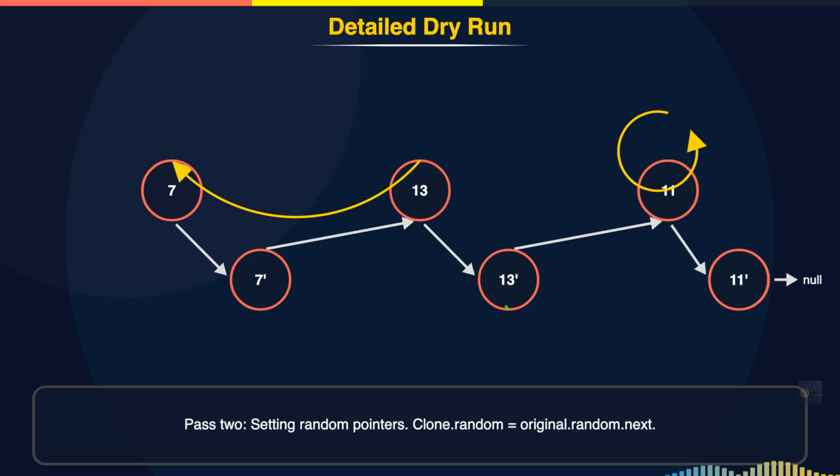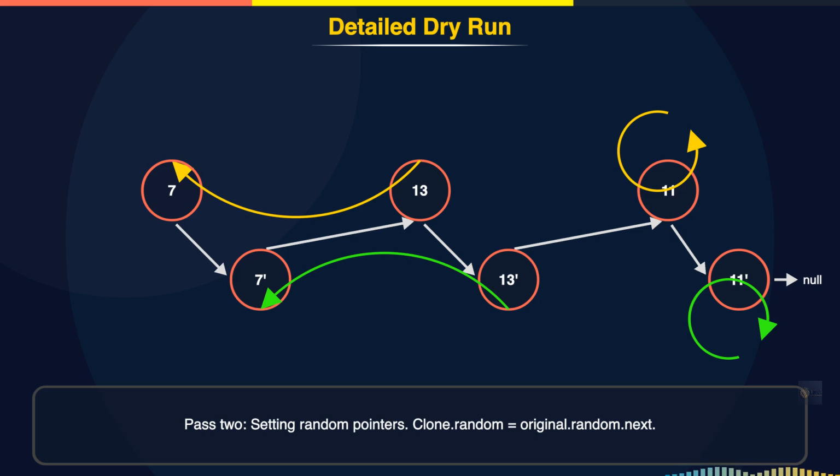Pass 2, setting randoms. This is where the magic happens. Look at original node 13. Its random pointer goes to 7. Because 7 prime is right after 7, 13 prime can just point to 13.random.next. We apply this rule to every clone. 13 prime points to 7 prime, and 11 prime points to 11 prime.